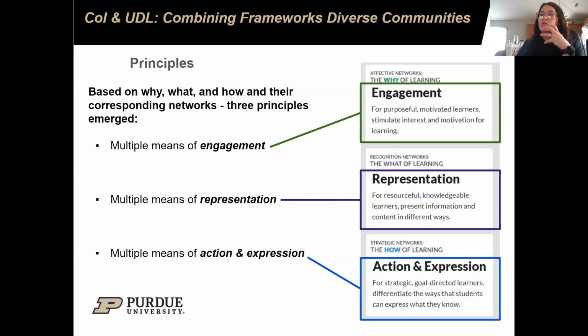So based on the what, the why, and the how, and their corresponding networks, 3 principles emerged: engagement, representation, and then action and expression. And so when you dig deeper into each one of those, engagement essentially means to tap into learners' interest, offer appropriate challenges, increase motivation. The principle recognizes that some learners might like to work alone, others like to work in groups. In reality, there's not one means of engagement that's going to be optimal for all of your learners in all contexts. So therefore, it's really crucial that we provide multiple options for engagement.